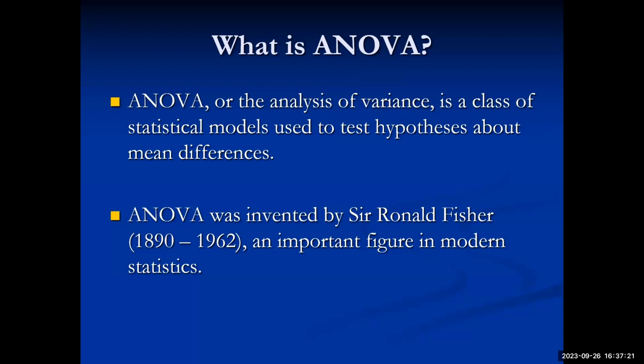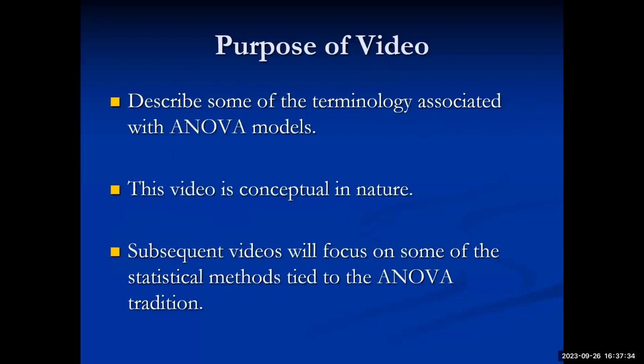ANOVA was invented by Sir Ronald Fisher, a really important figure in modern statistics. In fact, the F ratio, which is the test statistic from the ANOVA model, is named after Fisher.